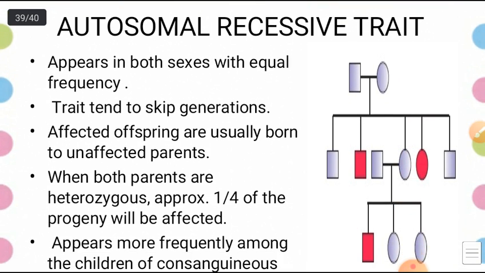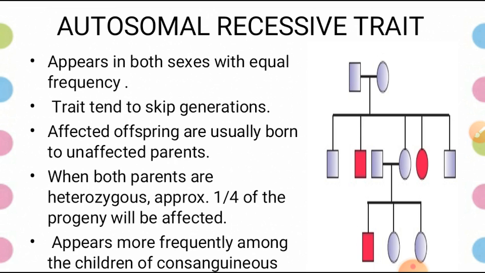Now next one is autosomal recessive type of disorder. It appears in both the sexes. Here also there are possibilities for male and female to be affected equally. Here the disorder can skip the generation. For example, parents may have but offsprings are not having. Then in the F2 generation again the disease may reappear. That means they try to skip the generation. Affected offsprings are normally having unaffected parents also.